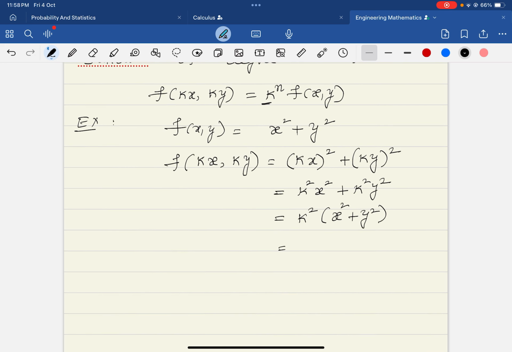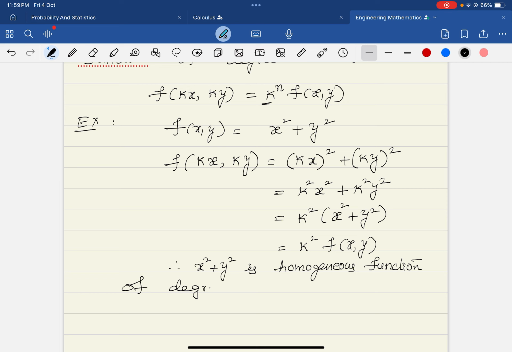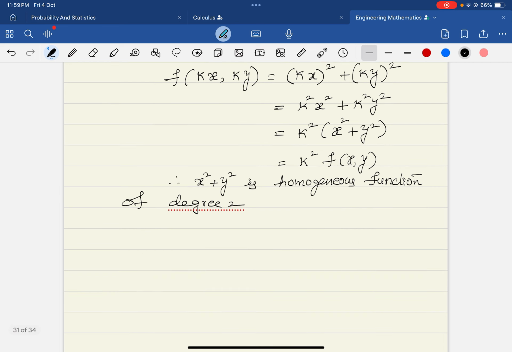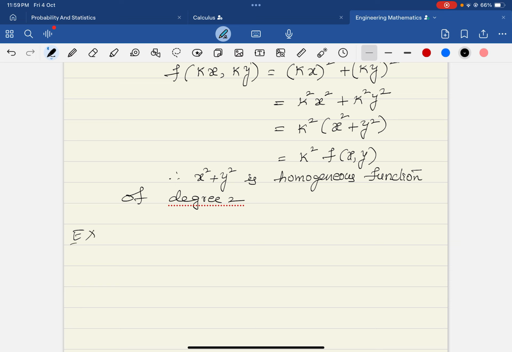How are we able to write this as k square times x square plus y square? The x square plus y square is nothing but the original function f of x comma y, which can be replaced here. Therefore, this x square plus y square is a homogeneous function of degree 2. This is called a homogeneous function of degree 2. Let us have one more example.